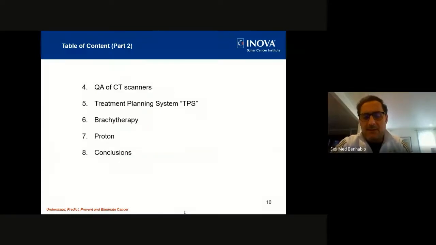So the second part of this presentation will cover quality assurance for scanners, the treatment planning system, brachytherapy, and we're going to spice it up with proton. But this talk will be next month. It was supposed to be next week, but it is postponed to the first Saturday of March. Next slide, please.